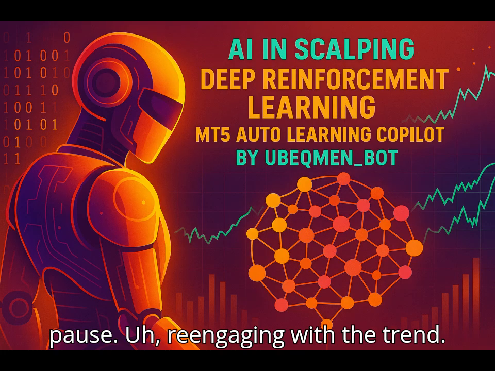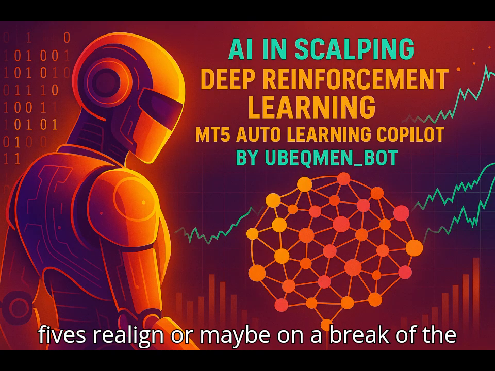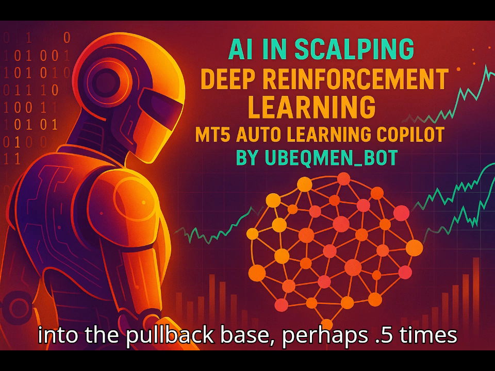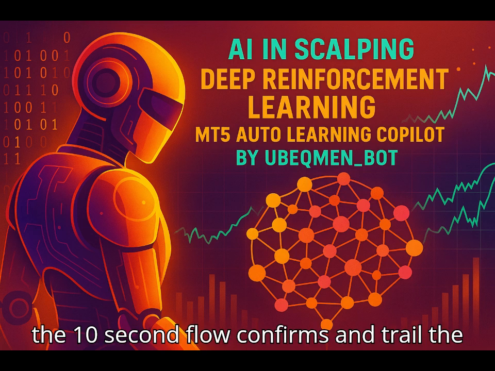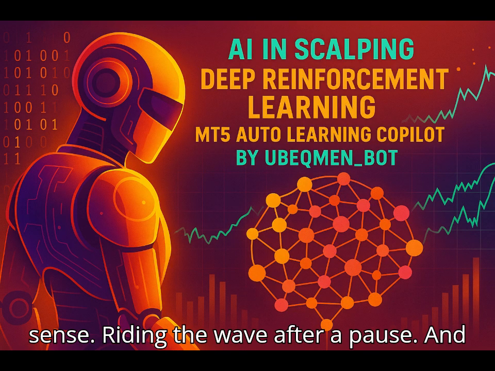Ah, re-engaging with the trend. Yes. Entry could be when the 1s and 5s realign, or maybe on a break of the little pullback structure. Stop might go under the pullback base, perhaps 0.5 times ATR 10. You might add to the position if the 10-second flow confirms, and trail the stop to lock in gains as it moves. Makes sense. Riding the wave after a pause.